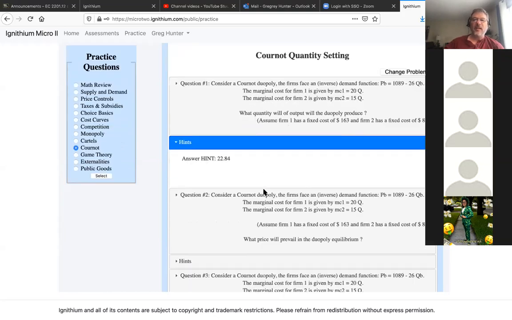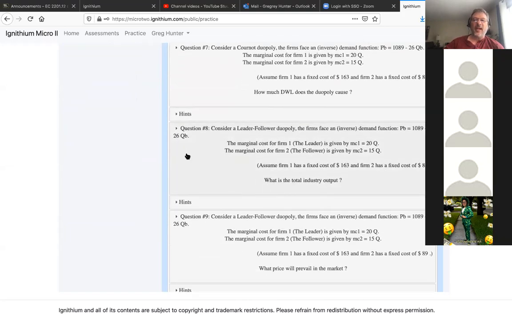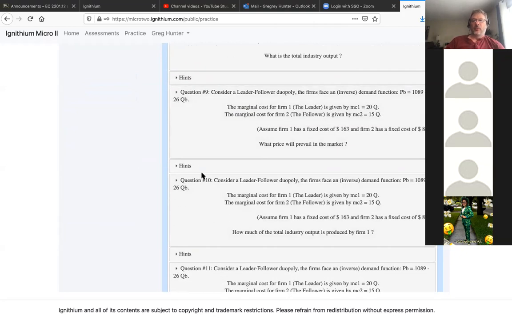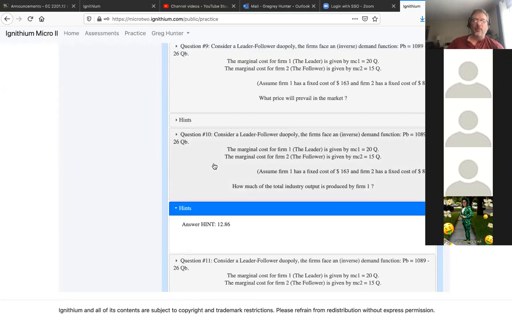And then for question number 8, the total industry output. Well, I will reveal for firm 1, 12.86.